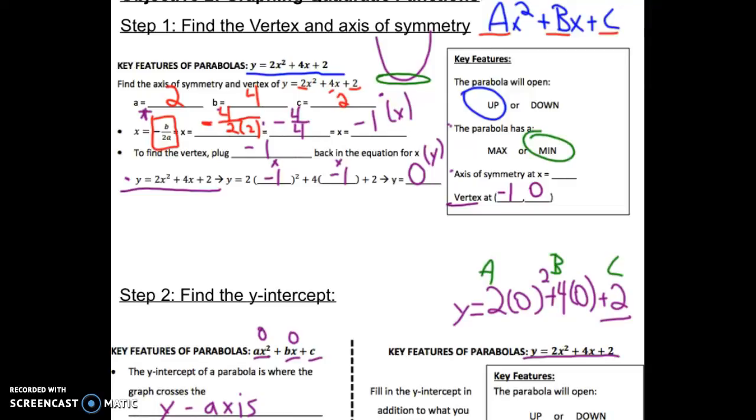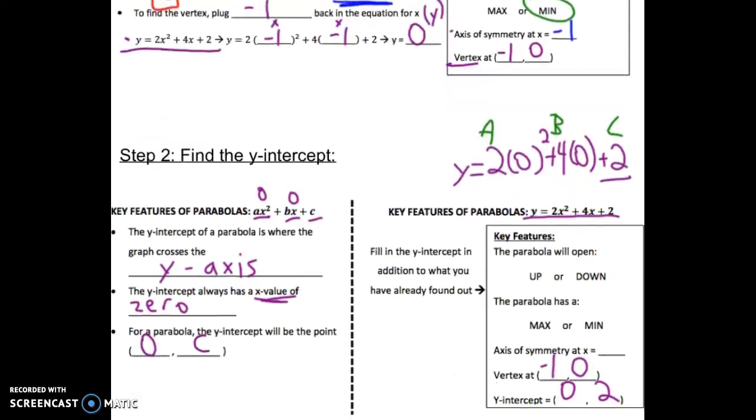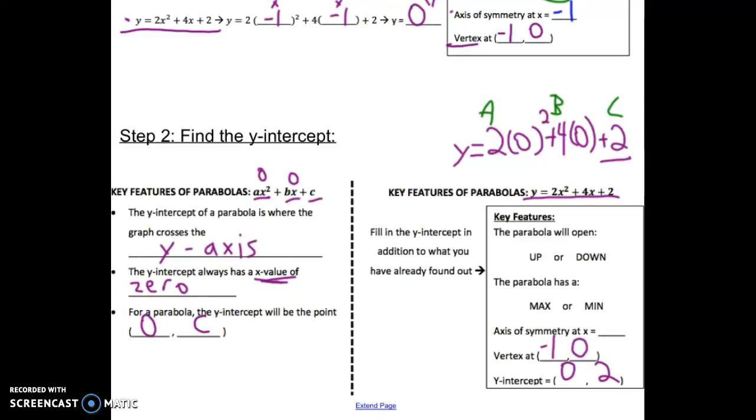And then the axis of symmetry is always, always the x value of our vertex. So the axis of symmetry is -1. So I have filled in all key pieces of information that I've needed in this video. It has a minimum and it opens up. That is step 1 and step 2 of drawing the graph of a quadratic equation.